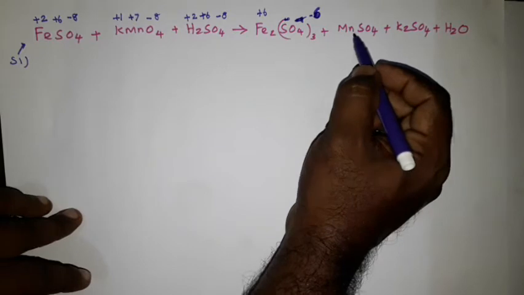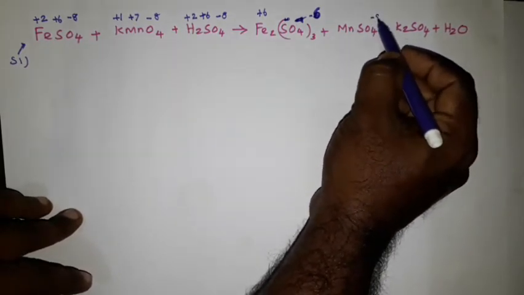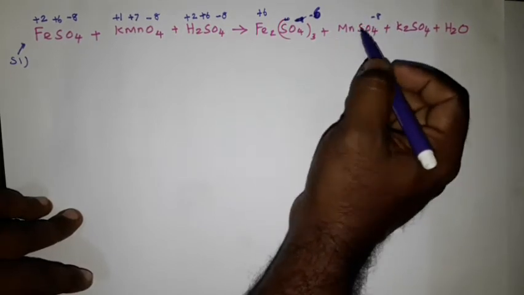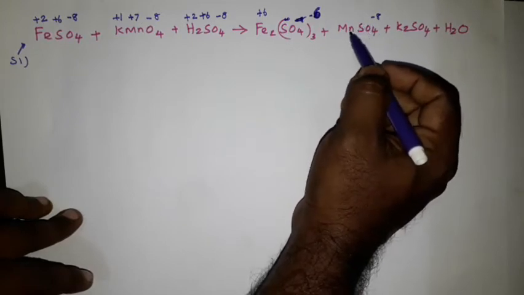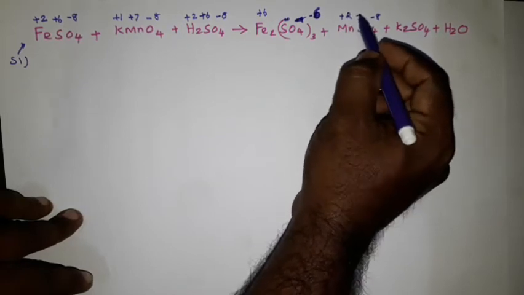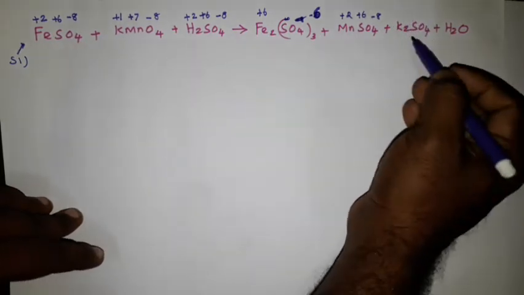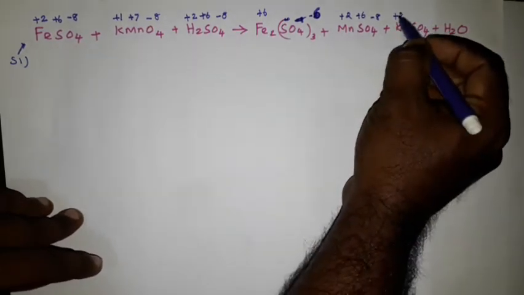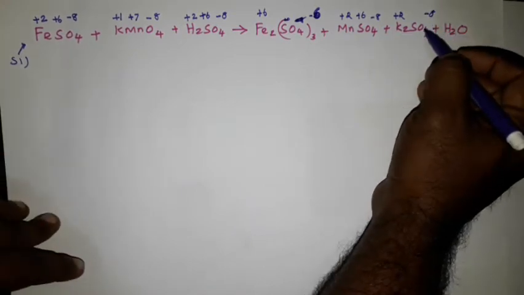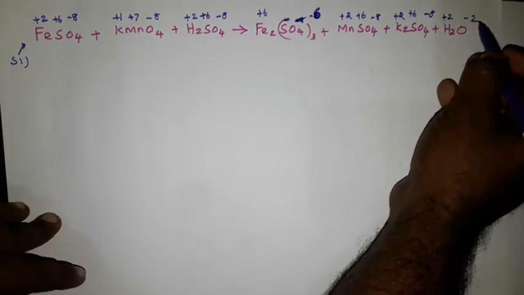Here Mn, you don't know how much. For oxygen, that is minus 8. Then for sulfur, and manganese, it will be plus 2. So for sulfur it will be plus 6. So total 0. Then here potassium plus 2, because 2 potassium, 1 potassium is plus 1. Then here minus 8 because 4 oxygen atoms, then plus 6. Then plus 2 minus 2.